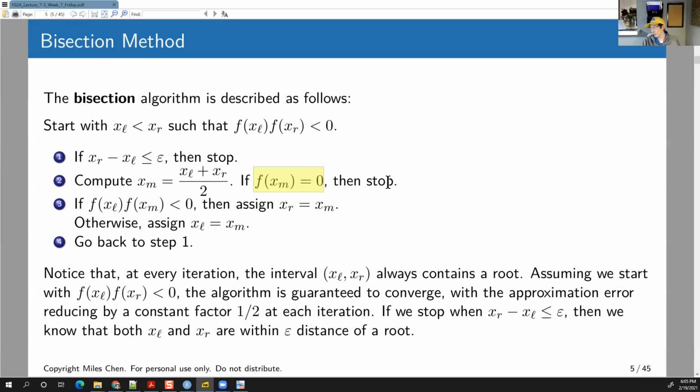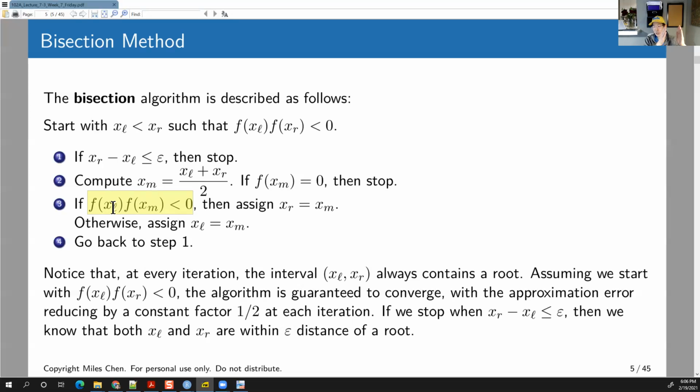But generally this is not going to be the case. So what you will do is, if f of the left times f of the midpoint, if you multiply these two together and you get a negative value, then you know that the root has to lie between the left-hand side and the midpoint. You have the left side, the right side, and the midpoint. If this is negative and this is positive, then you know the root has to be in between here. Then you take the midpoint and set that to the right-hand side.